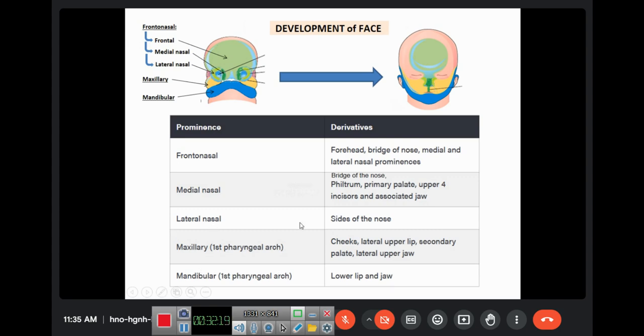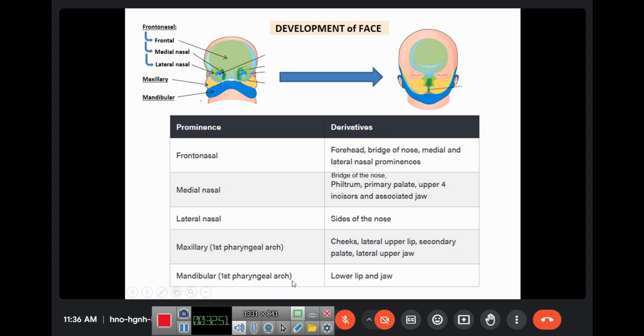Maxillary prominence makes the cheeks, the upper part of the cheeks, the lateral side of the upper lip, also not seen here, the secondary palate, and also all other teeth of the upper jaw except four incisors. Four incisors develop from the medial nasal prominence. All other jaws develop from the maxillary prominence.